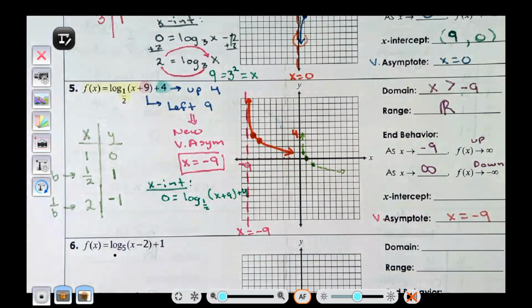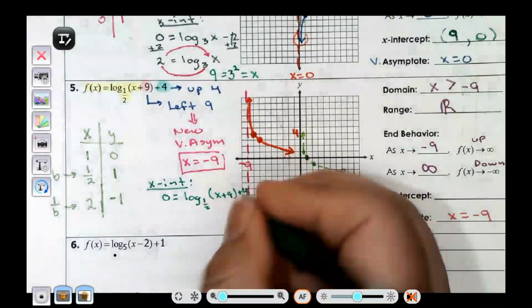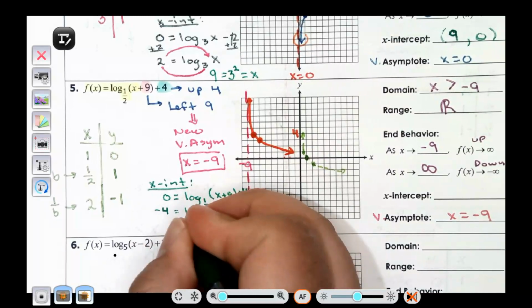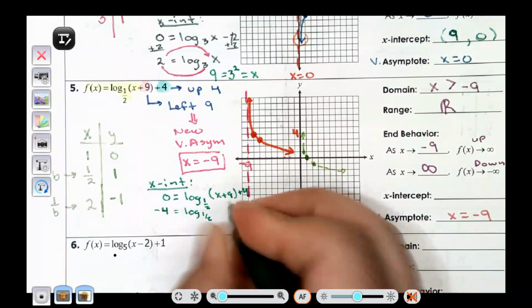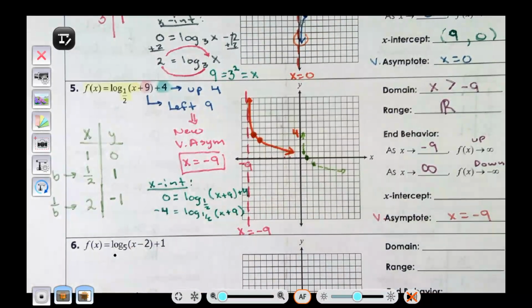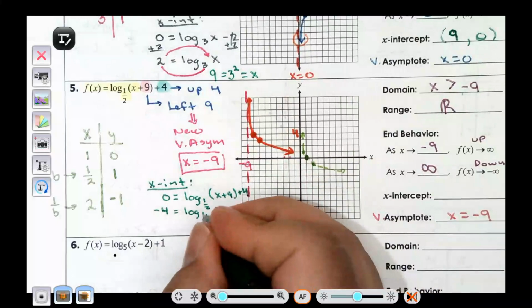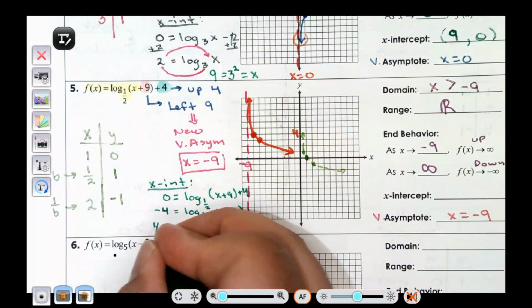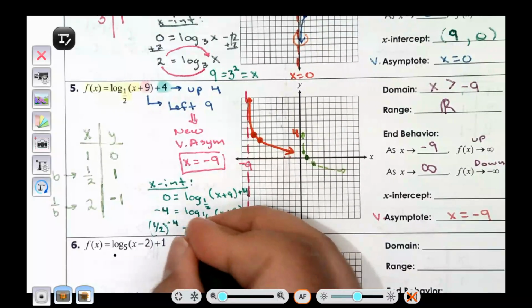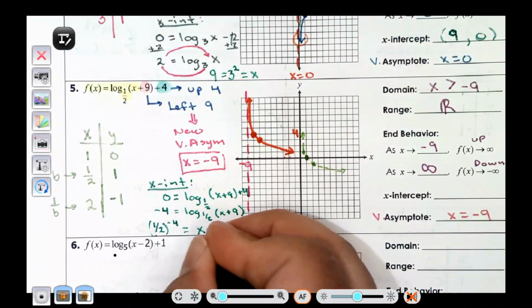Okay, a lot of things happening there on that one. All right, well, the first thing I have to do is move the 4 over to the other side. So move the 4 over. So -4 is equal to log base 1/2 of x plus 9. All right, I'm going to rewrite it as an exponential. So that's 1/2 to the power of -4 is equal to x plus 9.